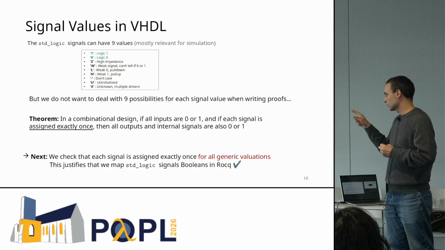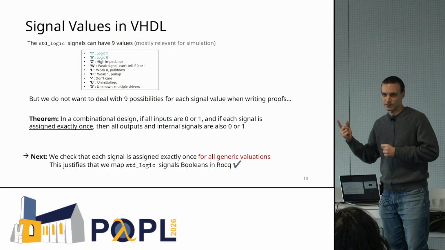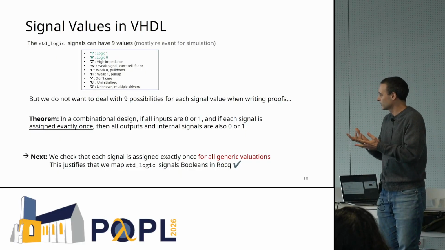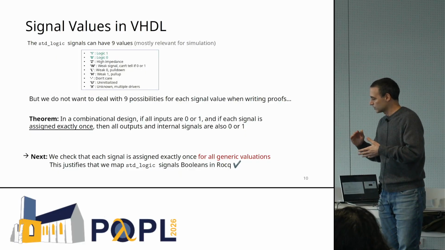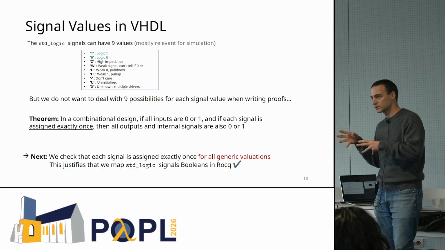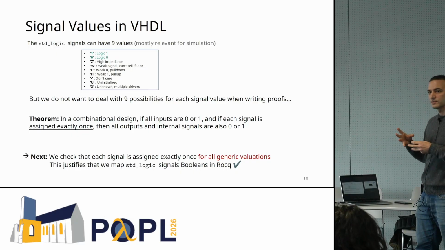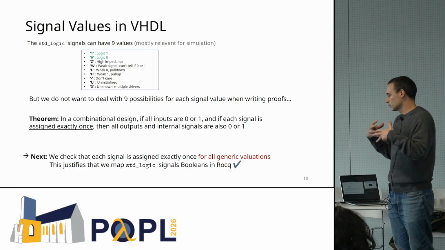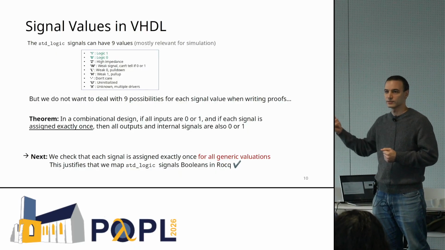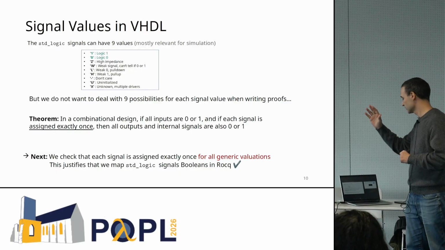So we actually check that each signal is indeed assigned exactly once for all generic valuations. That's, again, a bit less obvious than the case with our generics. We need to check that there are no multiple assignments, and also no missing assignments, for all generic valuations. If this check passes, then our translation will map STD logic signals to Boolean, just 0 and 1 in Rocq, which is then much simpler.